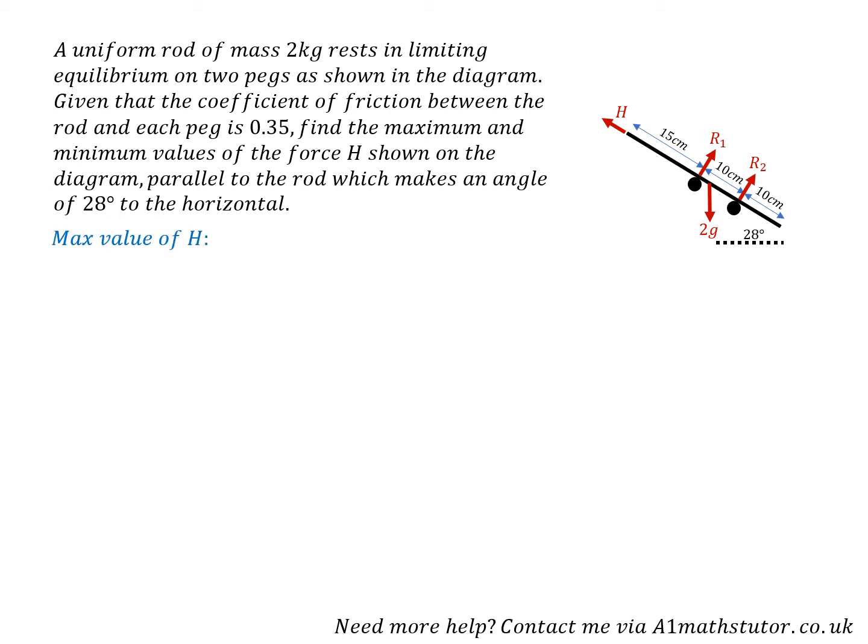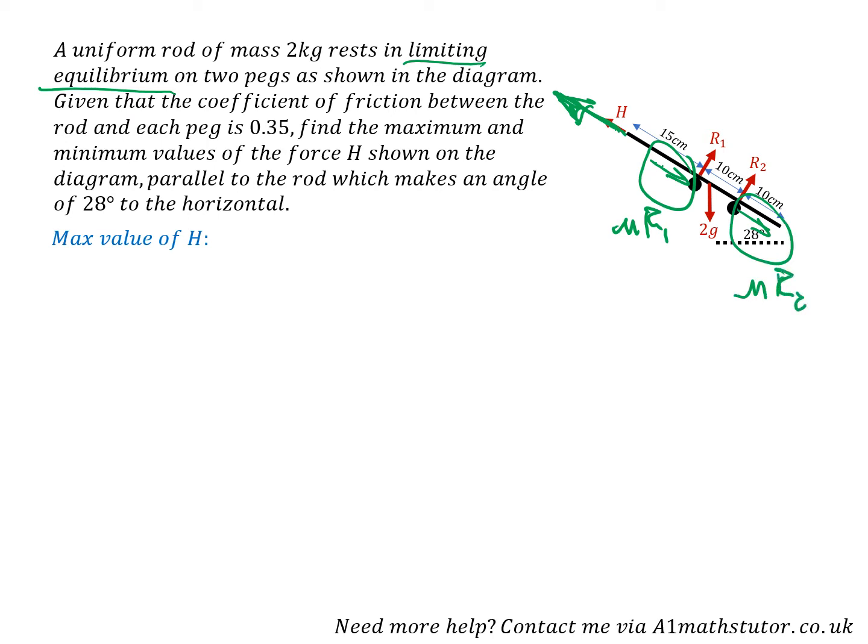Now, if we start by looking at the maximum value of H, then we've got to imagine that this force is very large, but the rod is still in equilibrium. It's in limiting equilibrium. So we've got friction opposing the motion, or the intended motion. So the friction here will be mu times R1, and the friction here will be mu times R2.